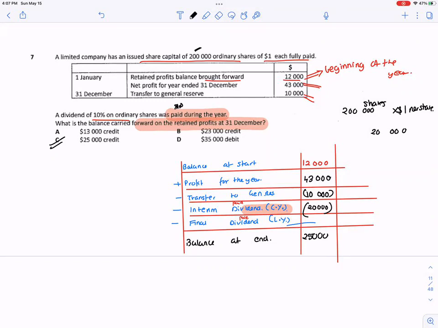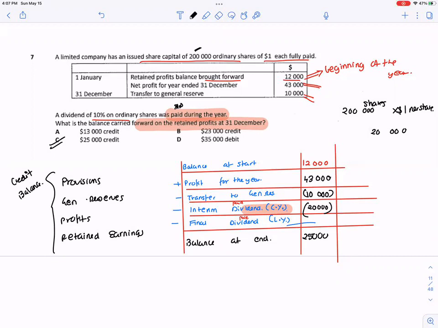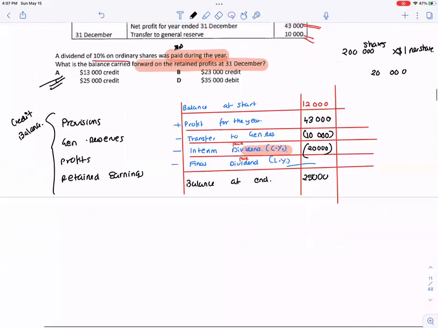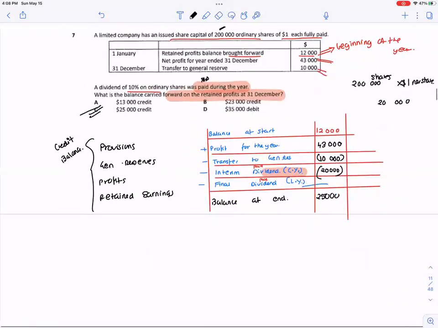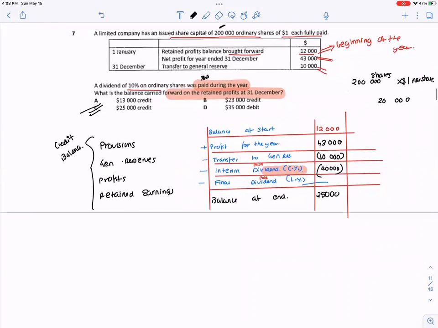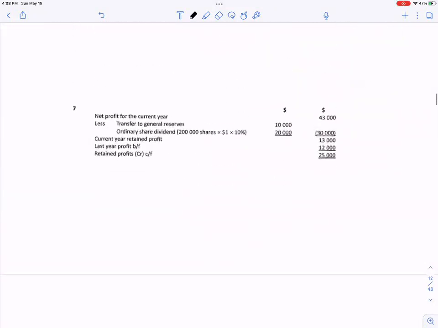Just for your information, all provisions, general reserves, profits, retained earnings, they all have credit balance. So it is 25,000 credit. I hope you all got this sum. Yes, miss. Go to the next one.